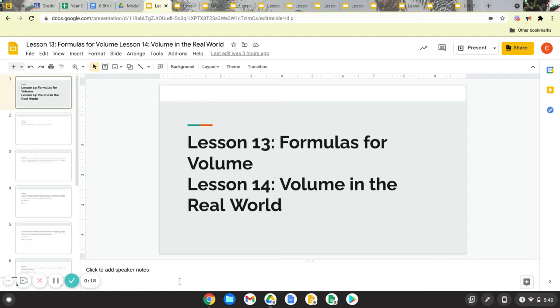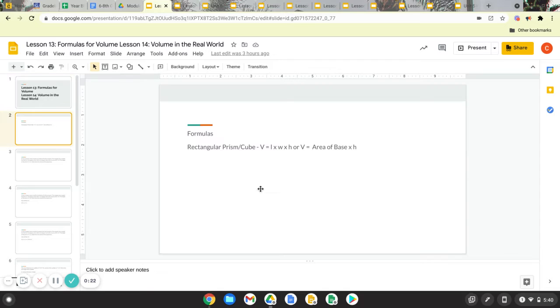So lesson 13, formulas for volume, and lesson 14, volume in the real world today. So formulas, as we looked at last time, for a rectangular prism or a cube is volume equals length times width times height, or volume equals area of the base times the height.